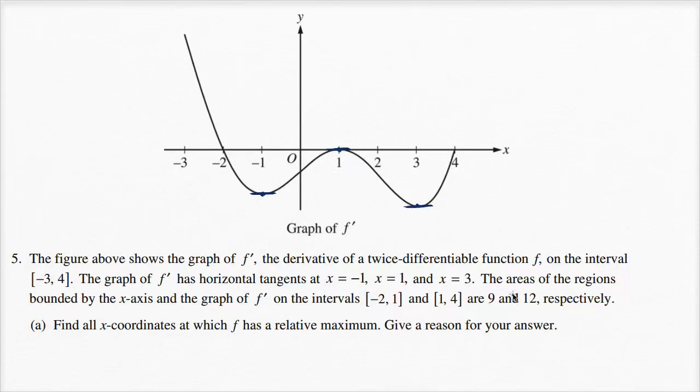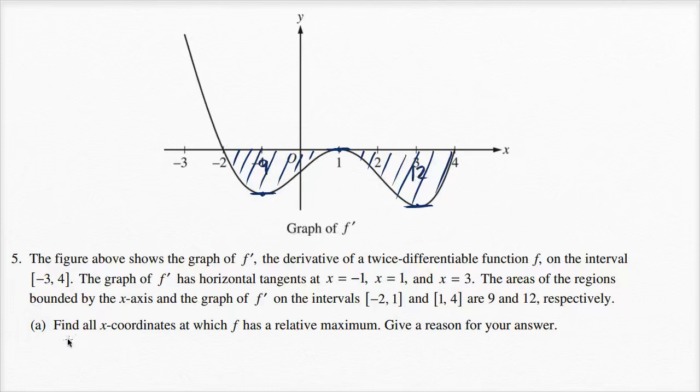All right. The areas of the regions bounded by the x-axis and the graph of f prime on the closed intervals from -2 to 1, so this region right over here, and from 1 to 4, so this region right over there, they tell us are 9 and 12 respectively. So that area is 9 and that area is 12.